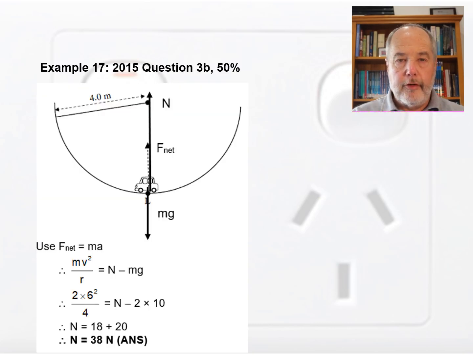At the bottom of a vertical circle, F net is equal to the normal reaction minus mg. We know that mv squared over r is equal to N minus mg. Rearranging gives me N is equal to 38 Newton.